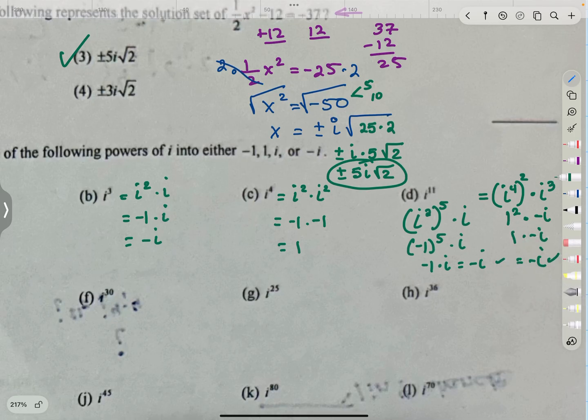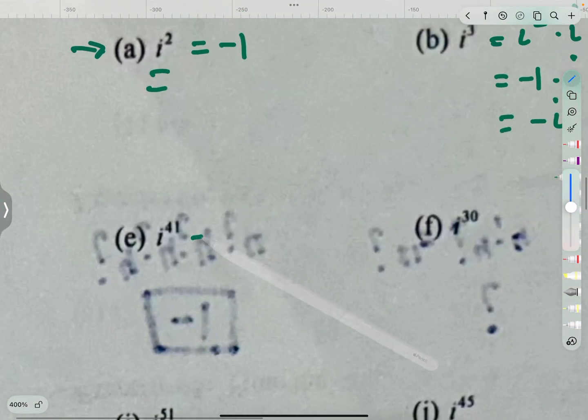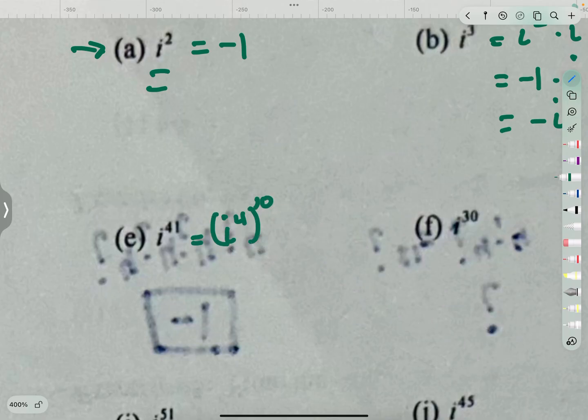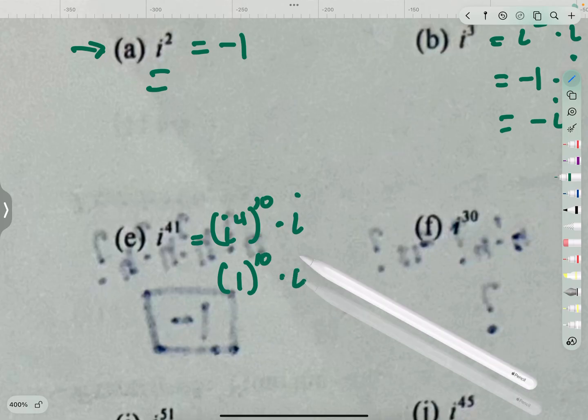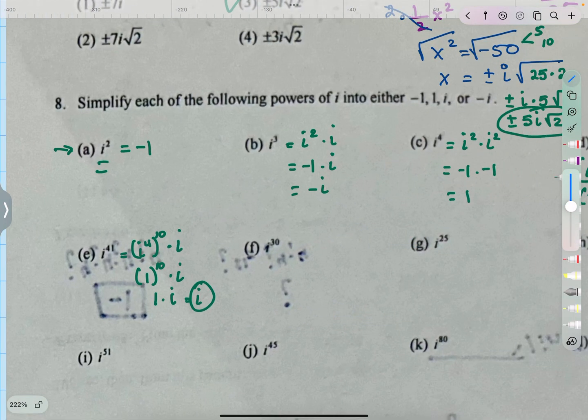So there's an alternate way to do it. This one, the 41, it's divisible by 4 so clearly I'd go i to the fourth to the 10th power. That's a 40. And I just need to take it times one more i, so they add up to a 41. i to the fourth is 1, so it's 1 to the 10th power times an i. But 1 to the 10th is just 1 times i then, so it's just i. I know it gets confusing, i's and 1's flying all over the place.